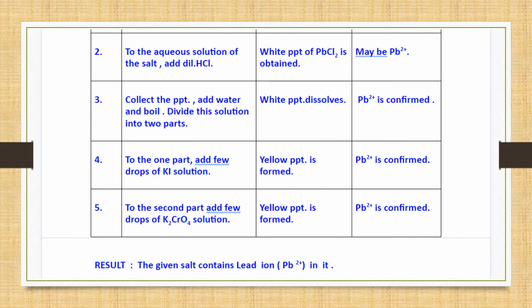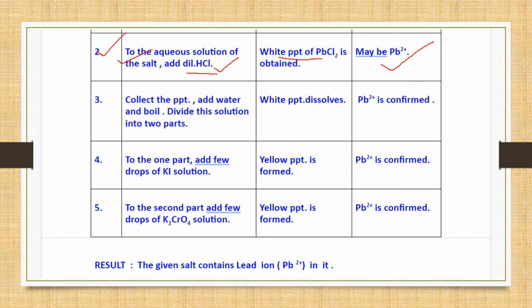After that, you will carry out these simple tests on the aqueous solution. Take a small quantity of the salt, add water, shake properly, and you will get the aqueous solution of the salt. Then you add dilute HCl to it and you will get a white precipitate. This dilute HCl here is called the group 1 reagent, because by adding this chemical you can make out that some precipitation is taking place, which gives you an indication that Pb2 plus may be present, and then we will carry out the other confirmatory tests. So this is the preliminary test. And what is dilute HCl? It is called the group reagent.